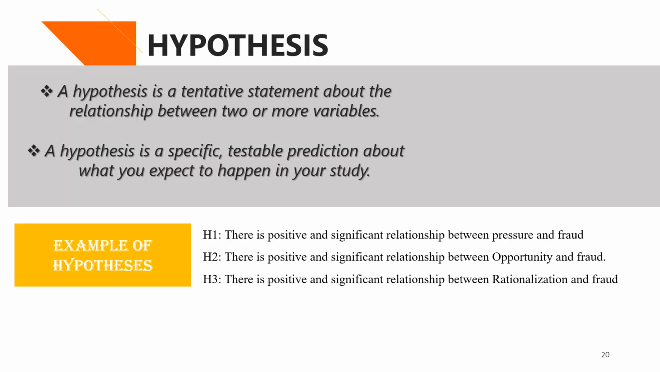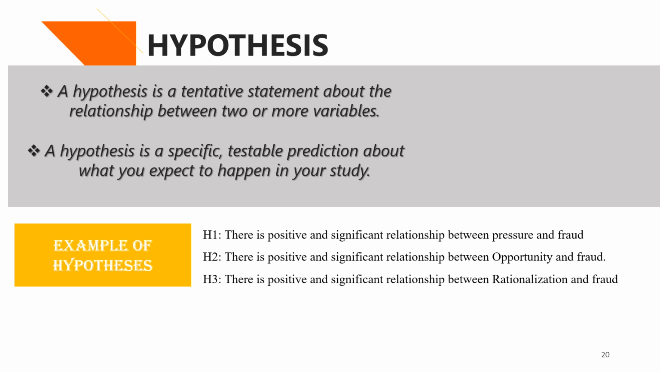Need to develop the hypothesis. So what is actually a hypothesis? A hypothesis, by definition, is a tentative statement about the relationship between two or more variables. It is a specific, testable prediction about what you expect to happen in your study. Based on our earlier theory, research question, and research objective, here we provide an example of hypothesis.